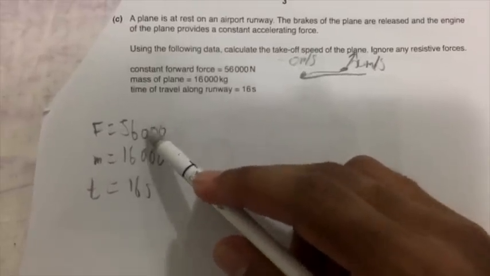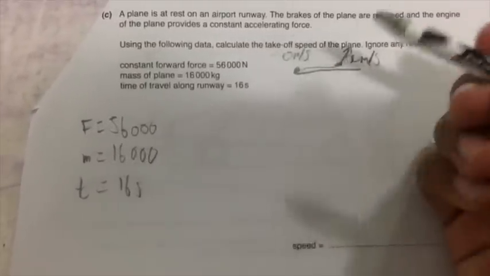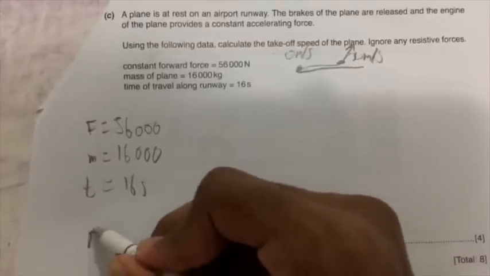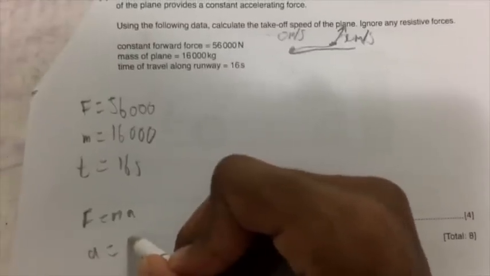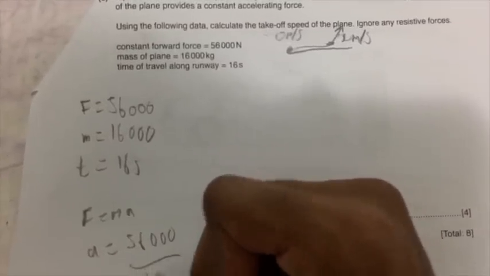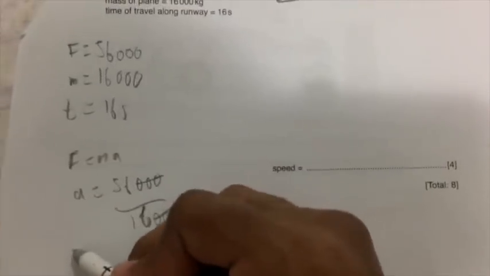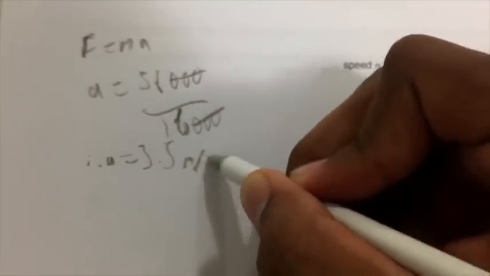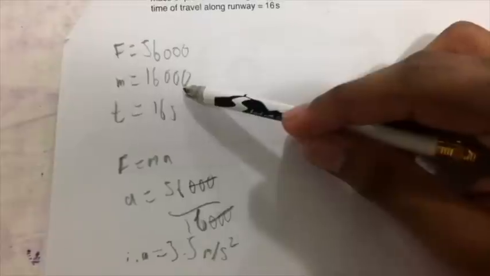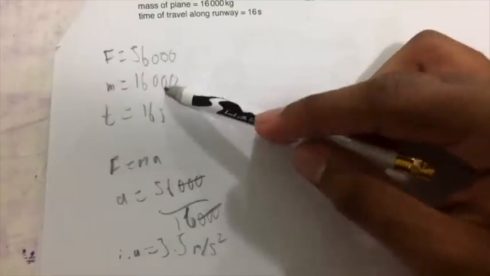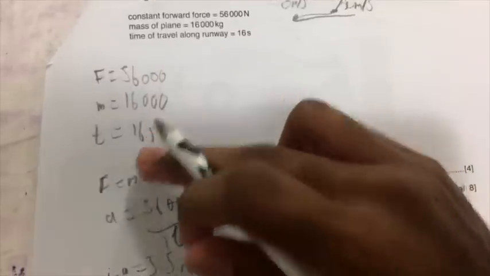Well, first we have a force, we have a mass and a time. Let's just get an acceleration. F equals ma, so a is equal to force over mass, 56123 over 16123, therefore acceleration is equal to 3.5 meter per second squared. I just found acceleration so we can have all the things I can get, because we already have force, mass and time.